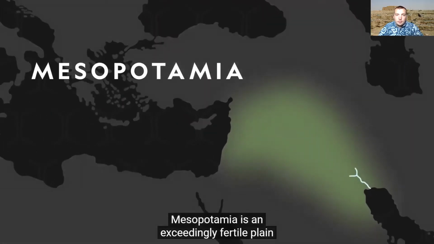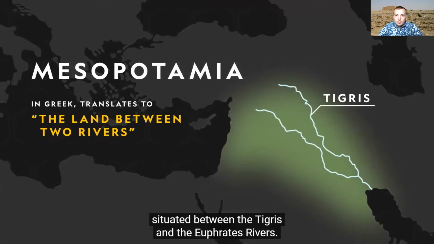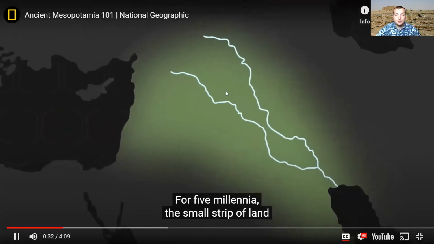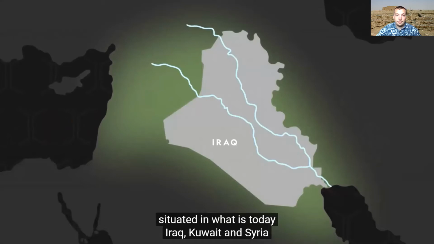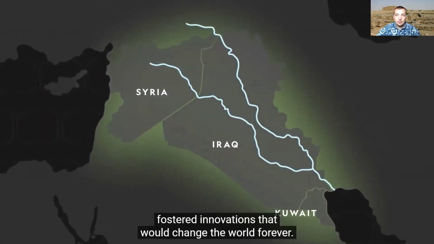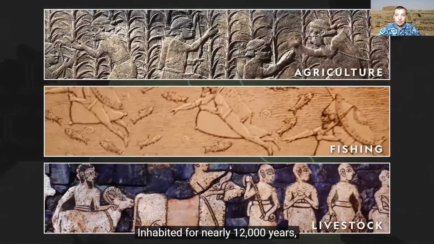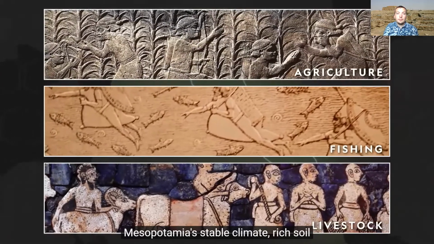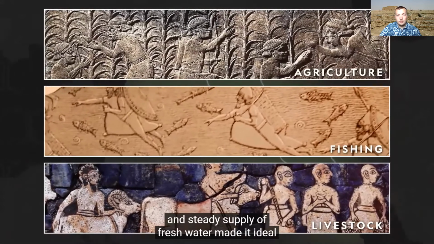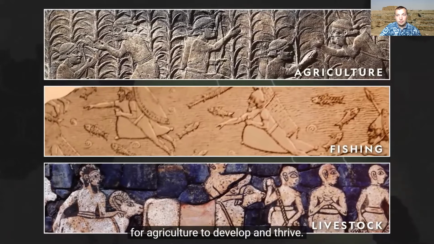Mesopotamia is an exceedingly fertile plain situated between the Tigris and the Euphrates rivers. For 5 millennia, they'll call it the Fertile Crescent. This small strip of land situated in what is today Iraq, Kuwait, and Syria fostered innovations that would change the world forever. Inhabited for nearly 12,000 years, Mesopotamia's stable climate, rich soil, and steady supply of fresh water made it ideal for agriculture to develop and thrive.